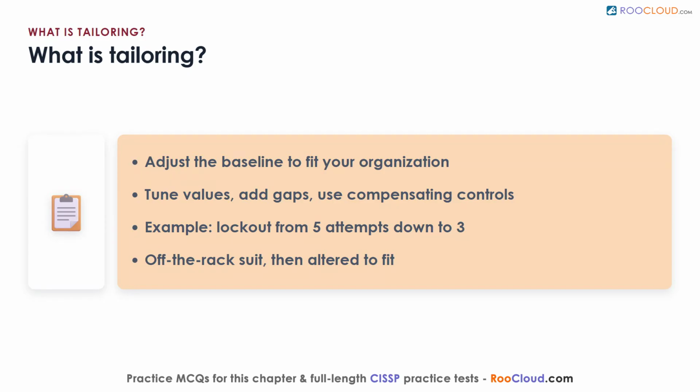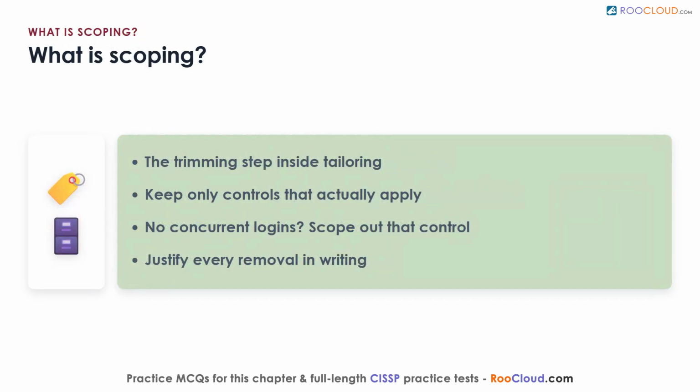For example, you might tighten a lockout policy from 5 failed attempts down to 3. The baseline is the starting cloth, and tailoring is the fitting. What is scoping, and how does it fit in? Scoping is the trimming step inside tailoring.